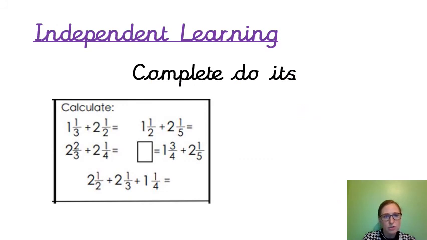You can move on to the do it. So can you complete the do it? In this one, there is one example where you'll have to think about changing the answer at the end and converting one of the improper fractions into a mixed number. So if you need to do that, go back to the beginning and remember how to change them. Pause the video now and complete your do it.